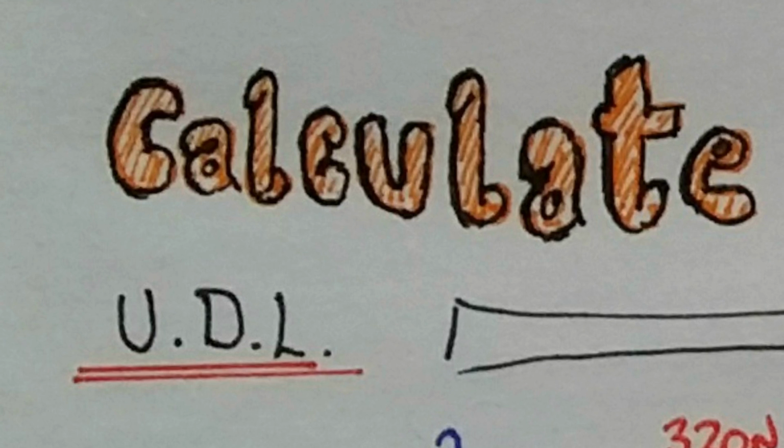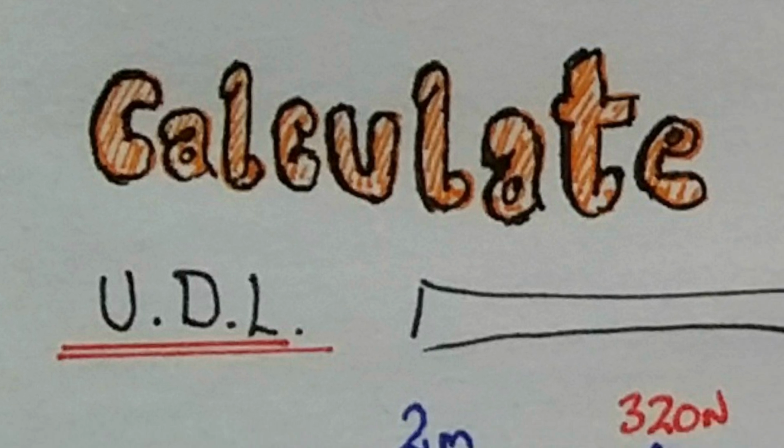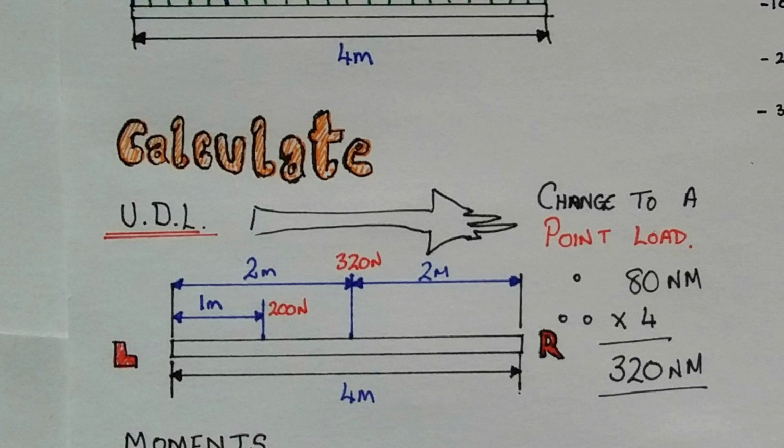Now the first thing we've got to do is calculate our uniform distributed load. To do that, what we actually need to do is change it to a point load. To change it to a point load, you take the force times the 4 meters, which will give us 320 Newton meters. But that's not the whole story. Now we have to work out where we would put the 320 Newton meters.